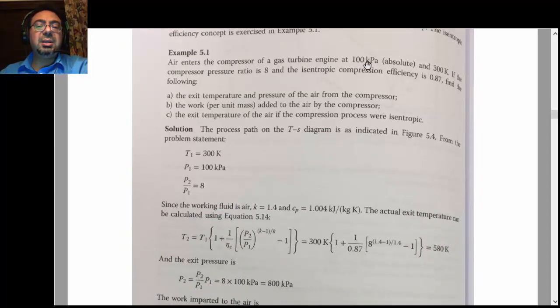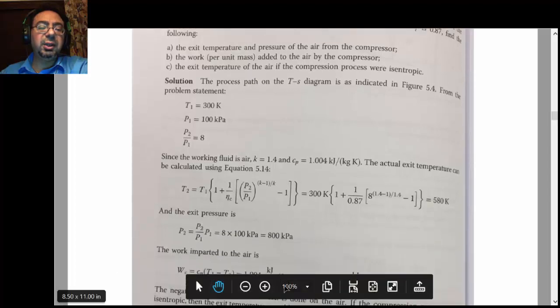So air enters the compressor. Here the pressure P1 is 100 kilopascal, the temperature is 300 Kelvin, the compressor pressure ratio P2 over P1 is 8, and the isentropic efficiency is 0.87. Find the exit temperature T2 and the pressure of the air leaving the compressor. Of course, what would be the pressure? He said pressure ratio of 8. So if you start with 100 kilopascal and multiply by 8, you get 800 kilopascal. You see that over here? So this is just using the pressure ratio.